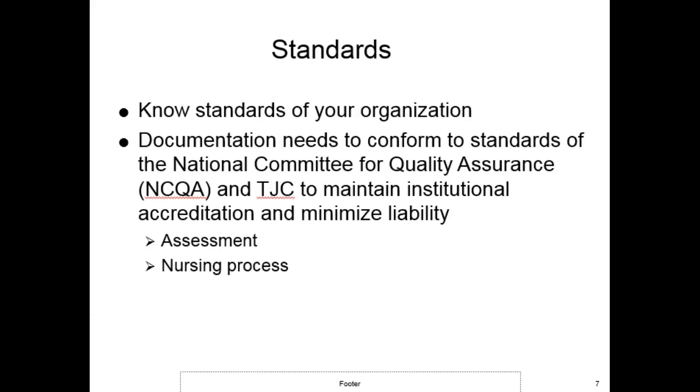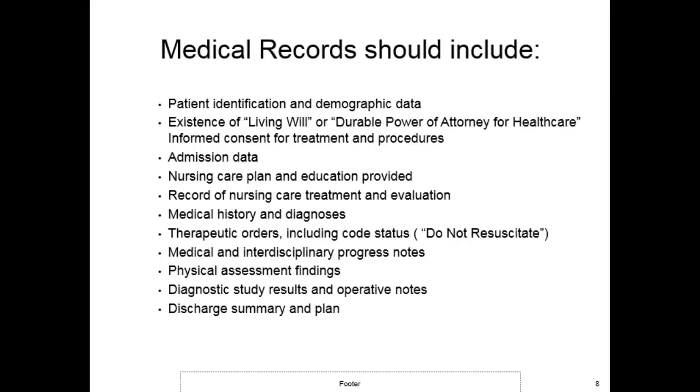And there are standards for documentation in the electronic record that we have to comply with. So the organization has standards, and there is the National Committee for Quality Assurance and the Joint Commission that has standards for documentation and maintenance of electronic health records. The electronic health record should include everything listed here, absolutely everything.